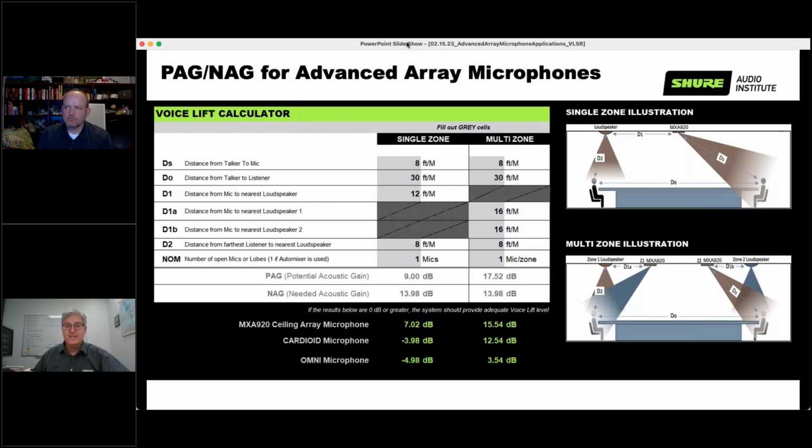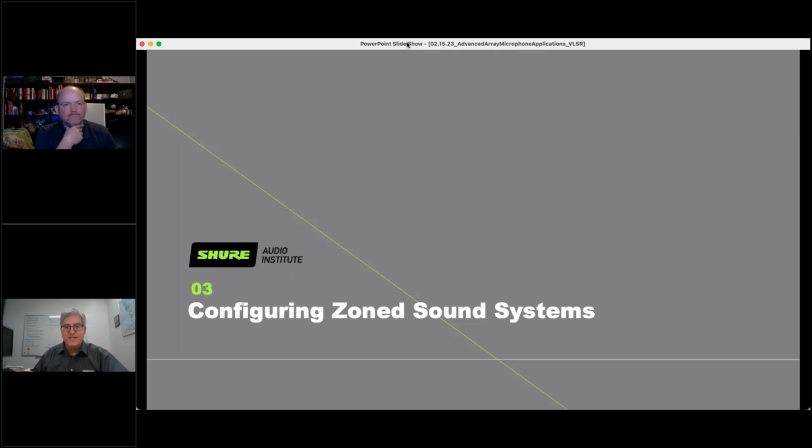Absolutely. So this multi-zone thing and this voice lift calculator lets you predict, given the distances we're looking at in this room, given the seating layout and dimensions of the room and so forth, is this a feasible plan? And it's great that in many cases it will be. Right. All right, so let's go ahead and look at how these zoned sound systems get laid out and configured here.